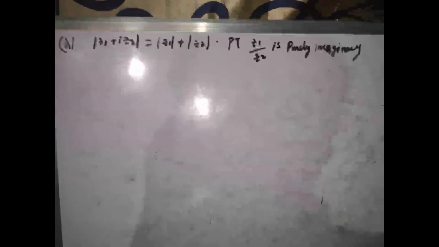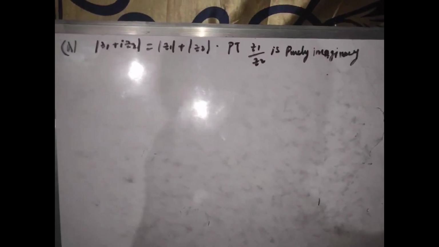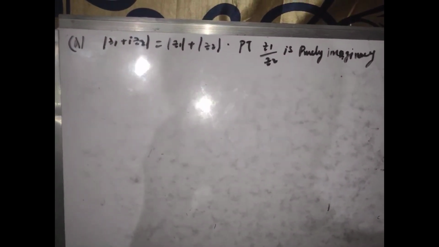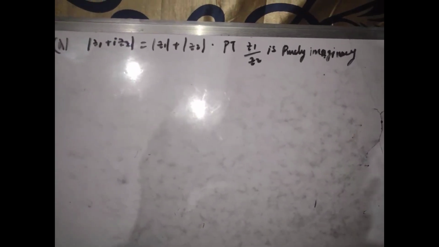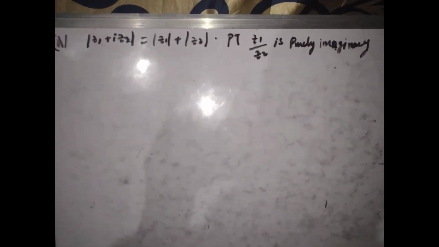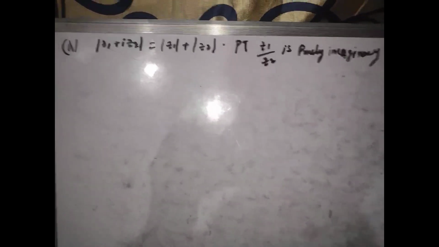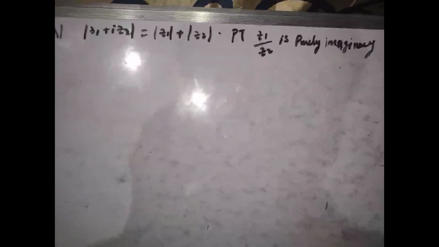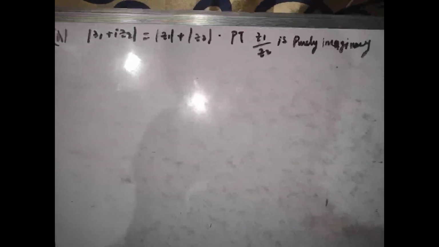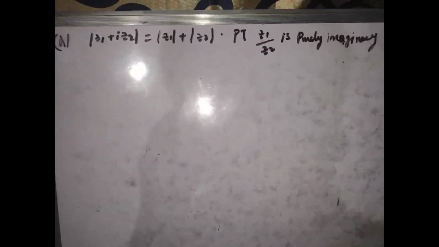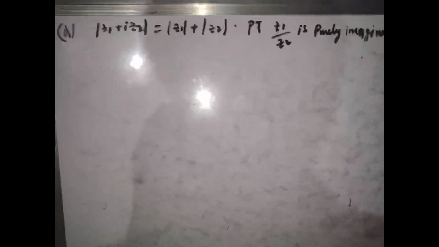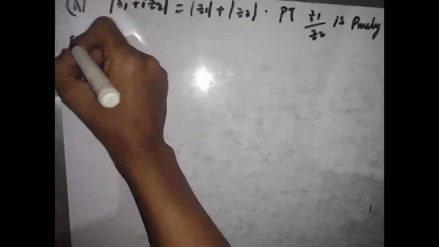So this is one more illustration in the same row, and we are given that mod Z1 plus I Z2 equals mod Z1 plus mod Z2. Then we have to prove that Z1 upon Z2 is purely imaginary. So again, let's solve it, and we'll solve it using the ideas of geometric interpretation which we have learned. Okay, so let's get started.